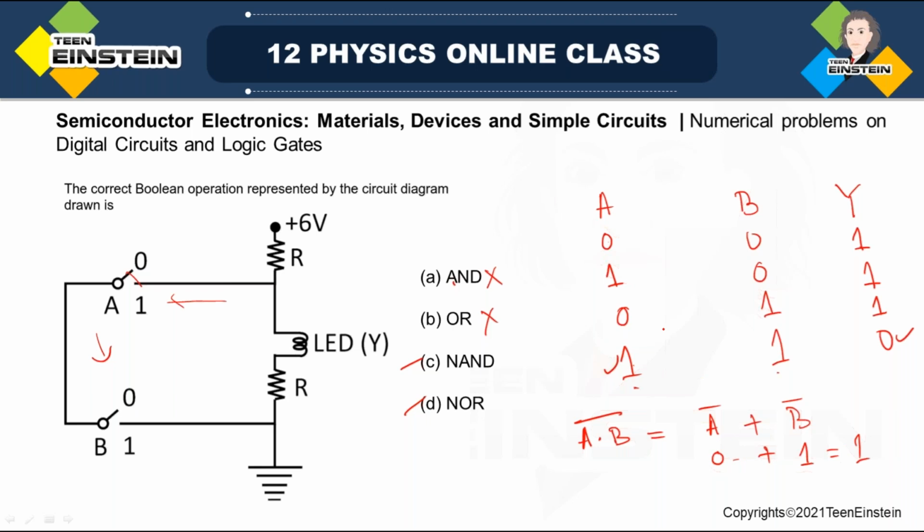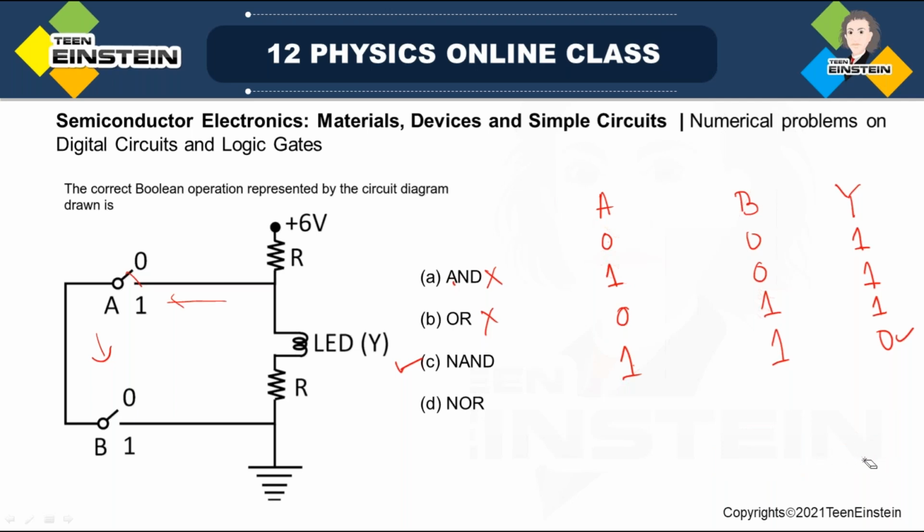So when either of them is low or both are low, you should get high. So this is actually representing, at least we can see from here, NAND. Let us see why it is not NOR. This truth table is supporting the NAND operation. So that is the correct answer maybe.